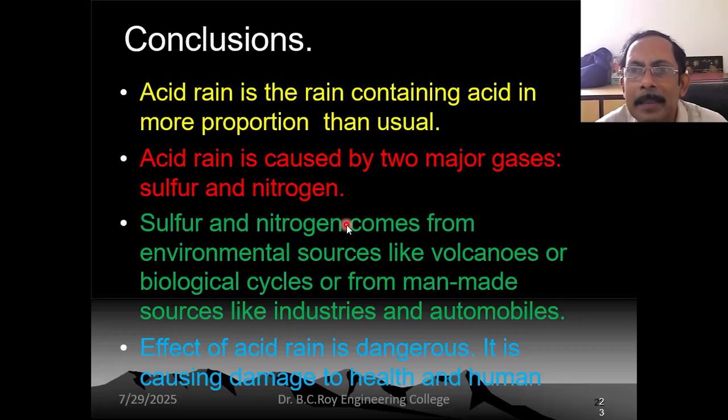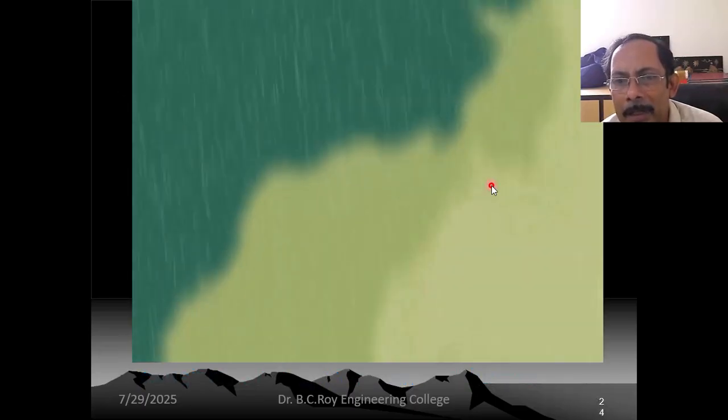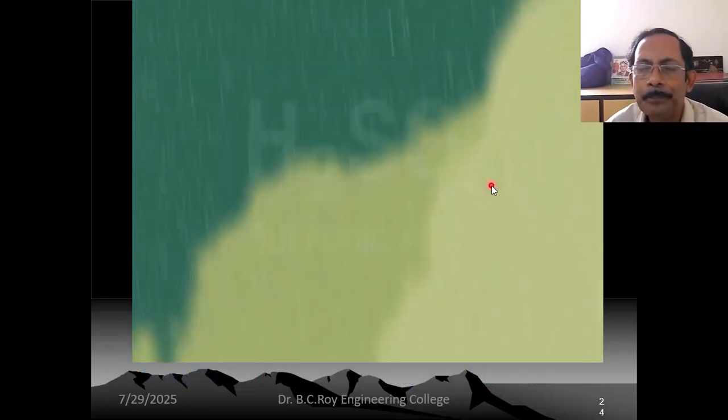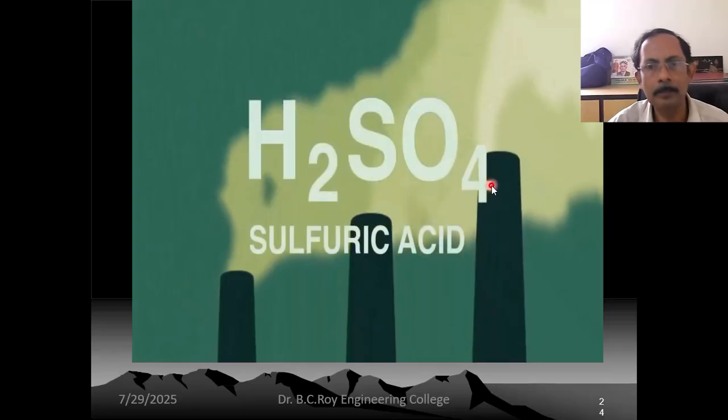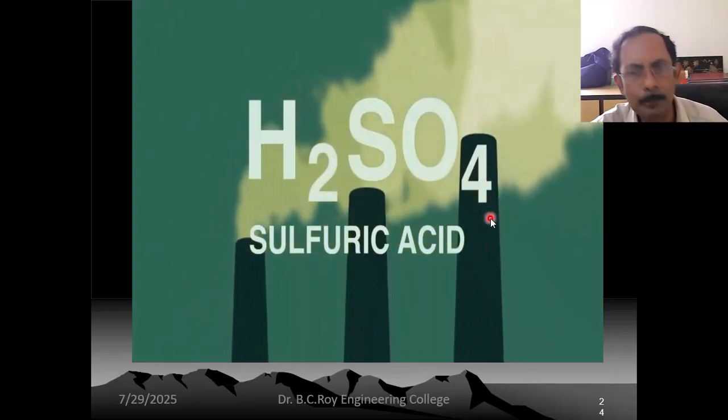And acid rain is the rain containing acid, that is the conclusion, and is caused by two major gases, sulfur and nitrogen. So if we can keep the emission from thermal power plants and vehicles, these two sources, under control, then this acid rain pollution problem can be taken care of. Sulfuric acid arises from the burning of coal and oil, mainly in power stations.